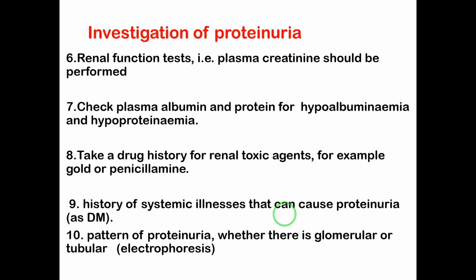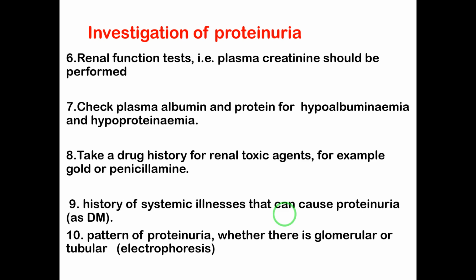So in this condition, we must ask for the history of diabetes, and we check the blood glucose level, the hemoglobin A1C, and the presence of glucose in the urine. Also, many other systemic diseases, rheumatological disease also, may lead to nephropathy. So all this must be checked.